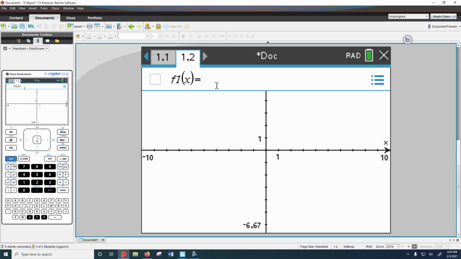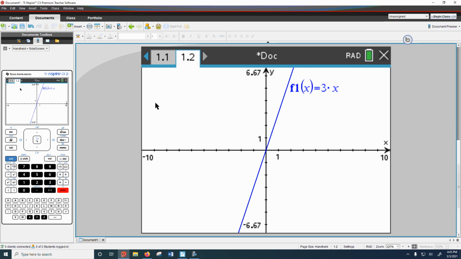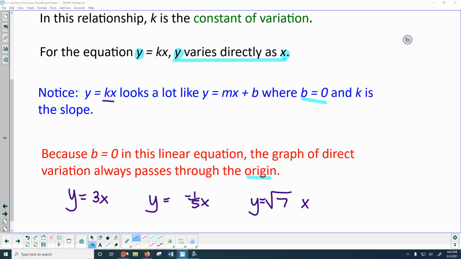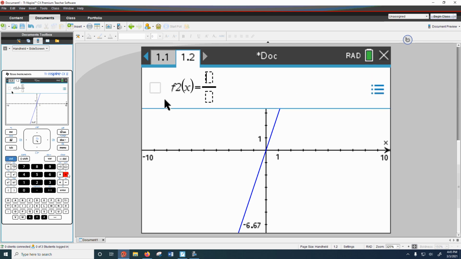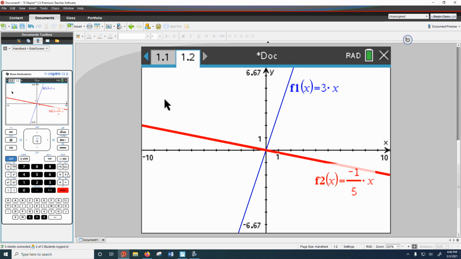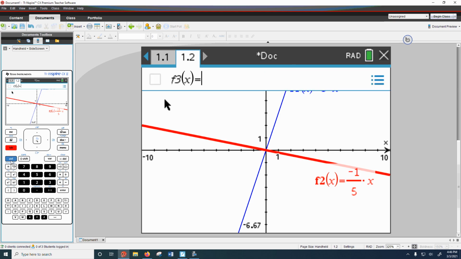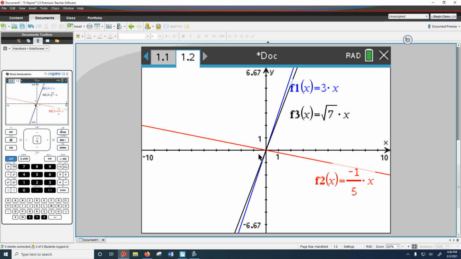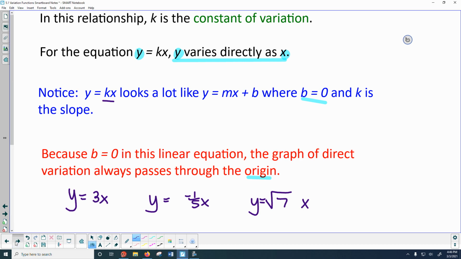If I graph y equals 3x, we notice it crosses through the origin. If we graph, what was the second one I said there? Negative 1/5 x. All right, we'll put that in. Negative 1/5 x. Oops, careful where x goes next to it. That goes through the origin. Or even one I just made up with the square root of 7 with the x after it. All of those, you notice, cross through the origin. So every direct variation will be linear, a straight line, going through the origin, and depending on k, that will change its slope. So we're going to look at some word problems as well as graphing for this type.